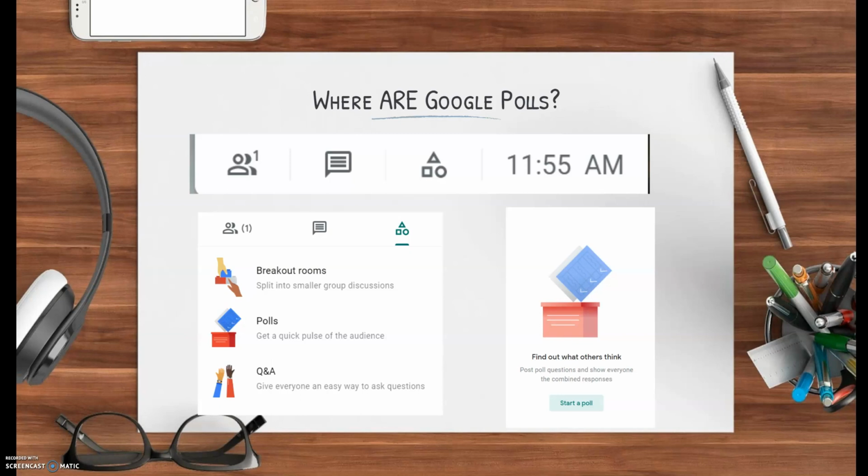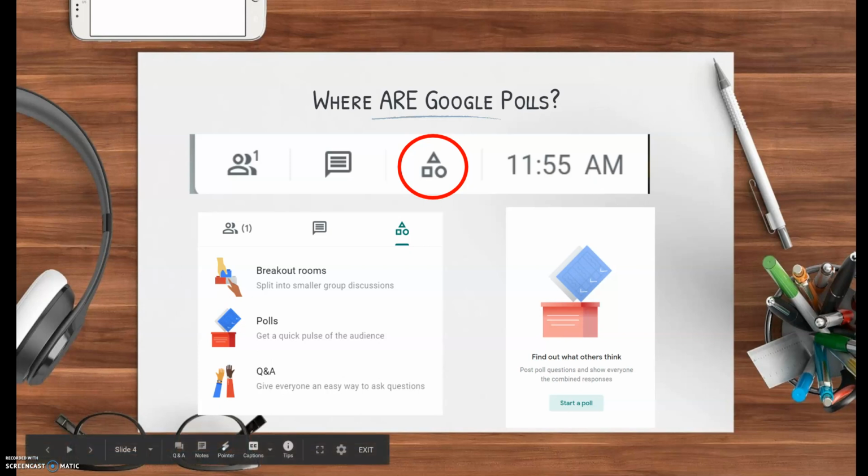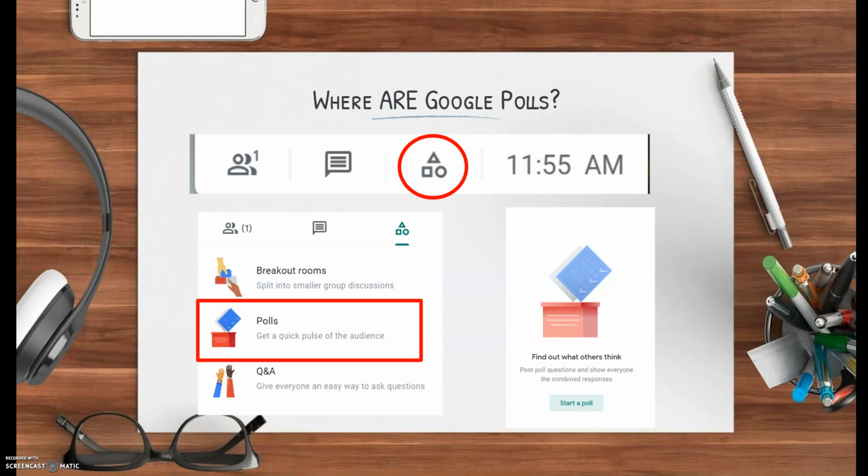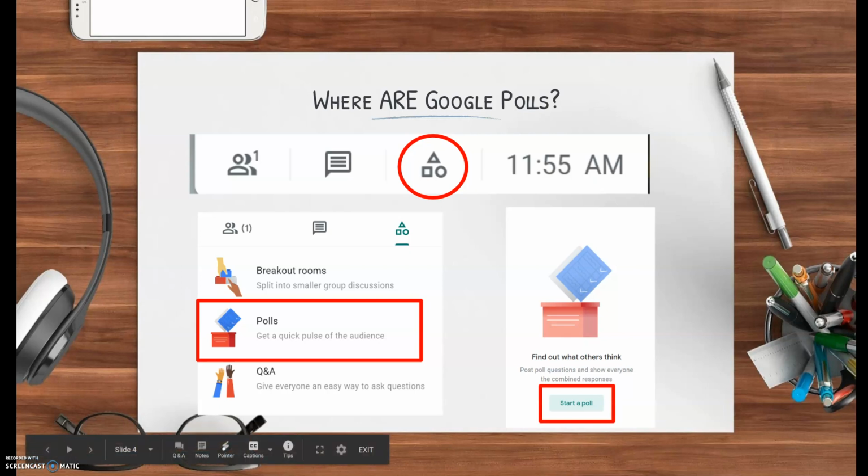Google Polls is something that you will find within your Google Meets, along with many other interactive items you can use to engage and monitor your students. When you're in the Google Meet, if you look at the upper right-hand corner, you will see a fairly new icon next to the chat icon that is a triangle, a circle, and a square. If you click there, you will see different options for your Meet, but if you click on Polls, you will see this column come up. And then all you're going to do is click Start a Poll to get started.